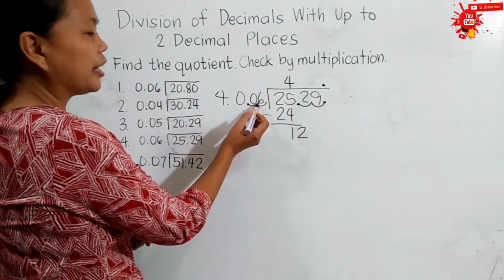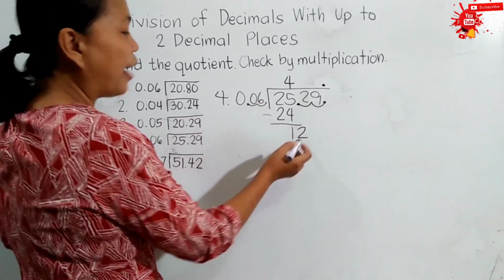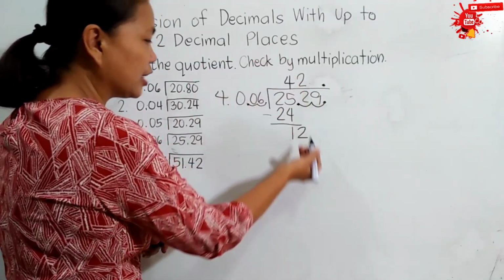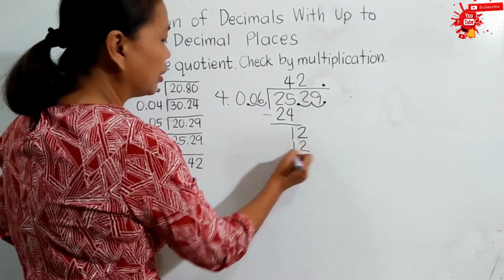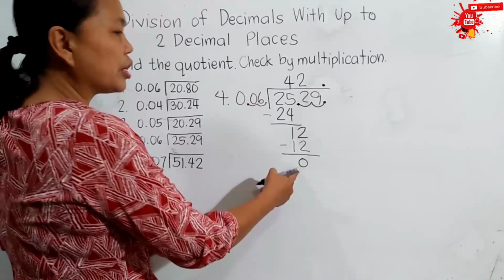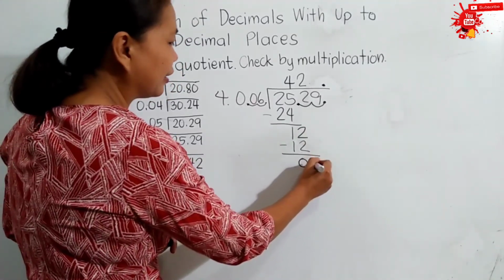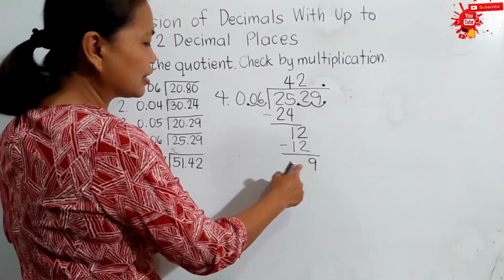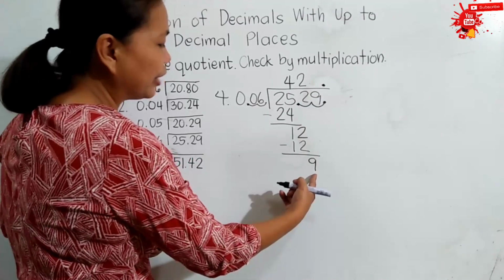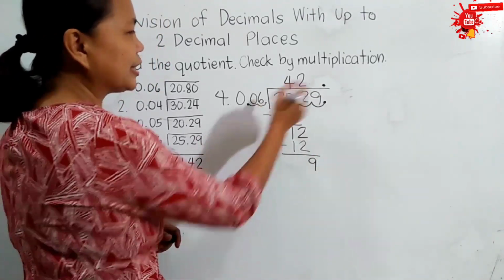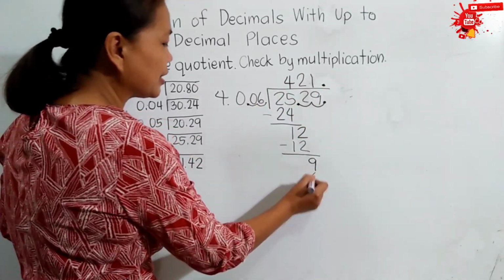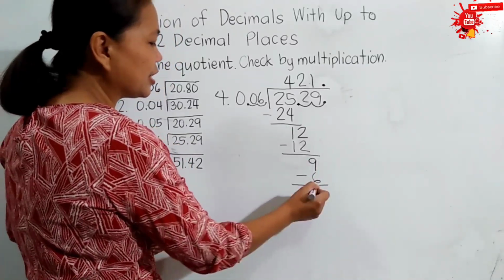So, what is 12 divided by 6? So, we have 2. And 2 times 6, so paulit-ulit lang yung ating steps, we have 12. And what is 12 minus 12? We have 0. And then kung 0 na to, so we just bring down 9. So, kapag 0, pwede na rin wala ng 0 dito. 0, 9, or 9 is the same. So, we just bring down 9. And 9 divided by 6 is 1. Tapos, multiply lang ulit natin. 1 times 6 is 6. And then, what is 9 minus 6?